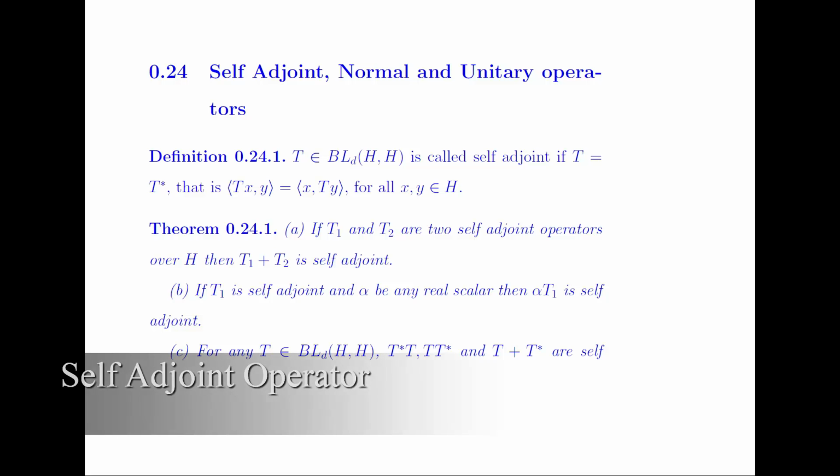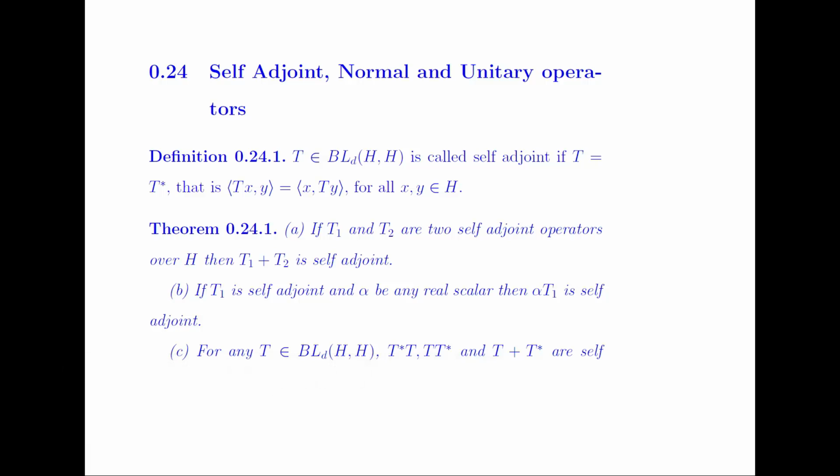So let T belong to B(H), the collection of bounded linear operators from H to H, and this is called self-adjoint if T is equal to T star, that is, the inner product of Tx comma y is equal to the inner product of x comma Ty, or you can say this is equal to the inner product of T star x comma y, where T star here represents the adjoint operator.